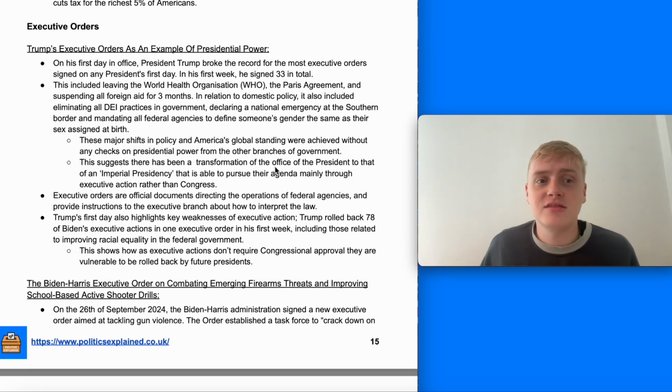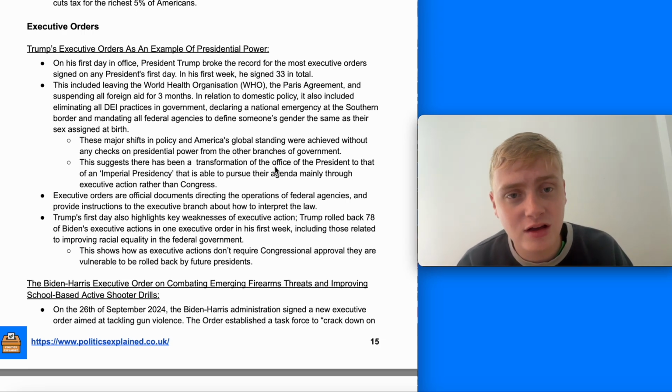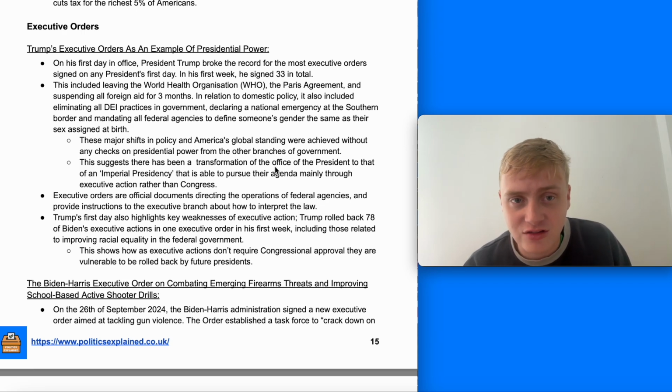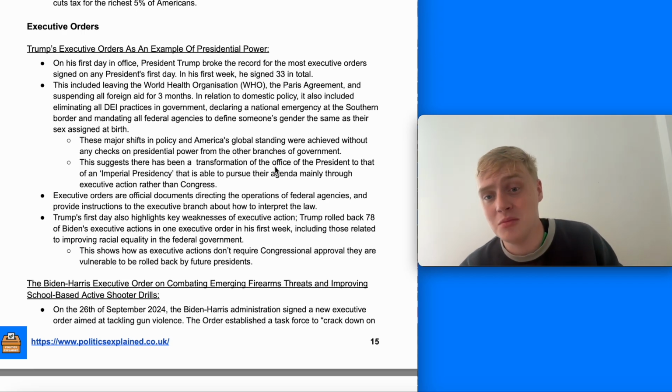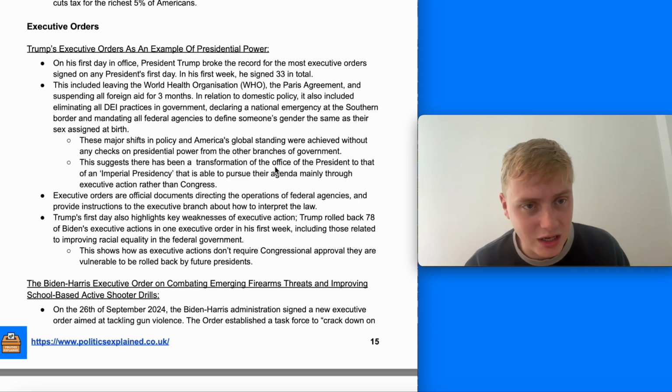And you can see some of these significant changes, including leaving the World Health Organization, the Paris Agreement, and suspending all foreign aid for 3 months. In relation to domestic policy, it also included eliminating all diversity, equity, and inclusion practices in the government, declaring a national emergency at the southern border, and actually that declaring of a national emergency gave him the power to implement loads of tariffs, which we've seen, and mandating all federal agencies to define someone's gender the same as their sex assigned at birth.